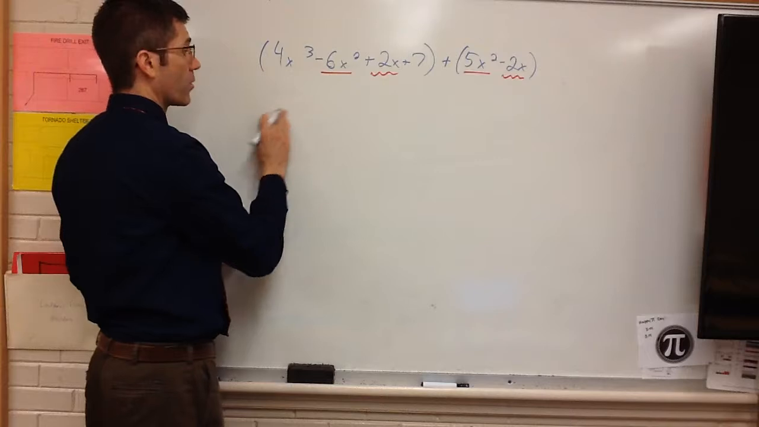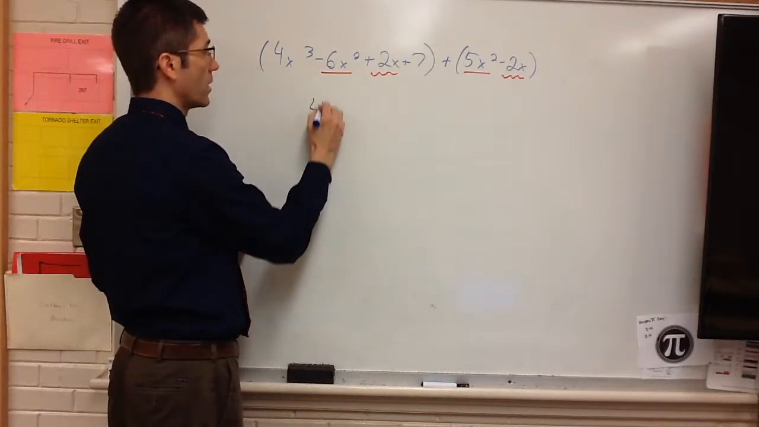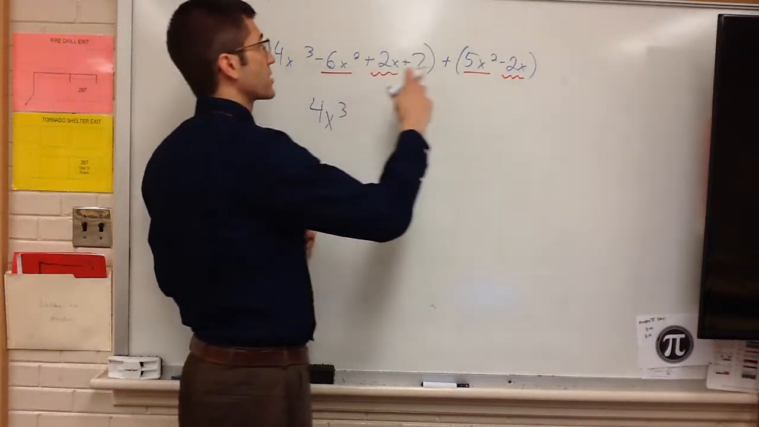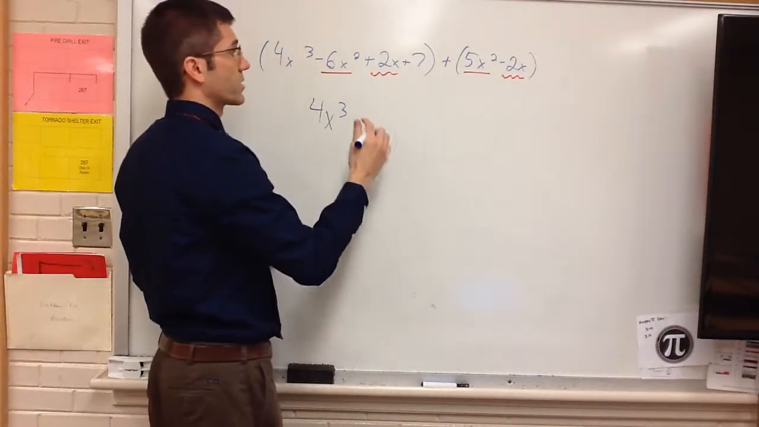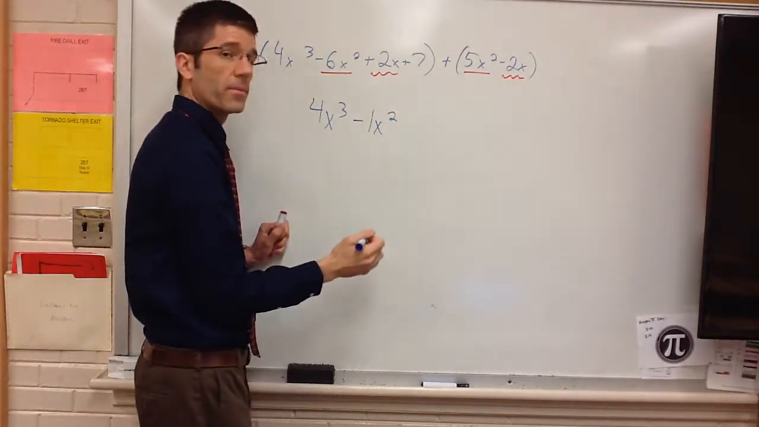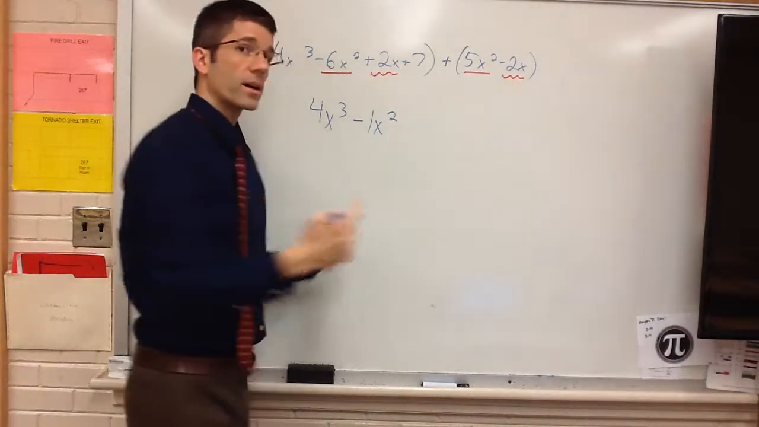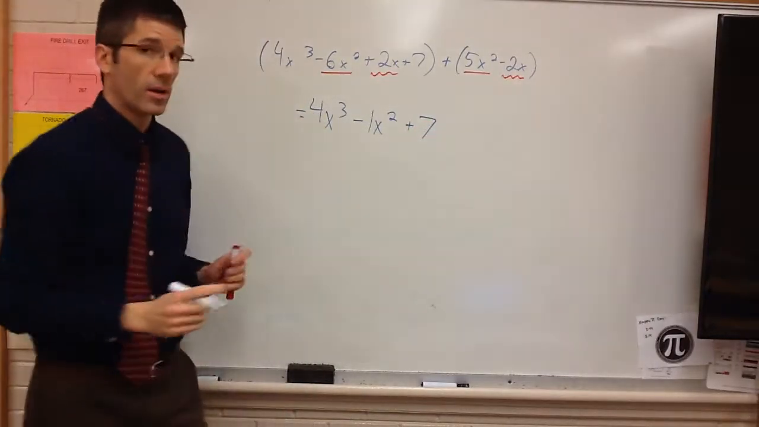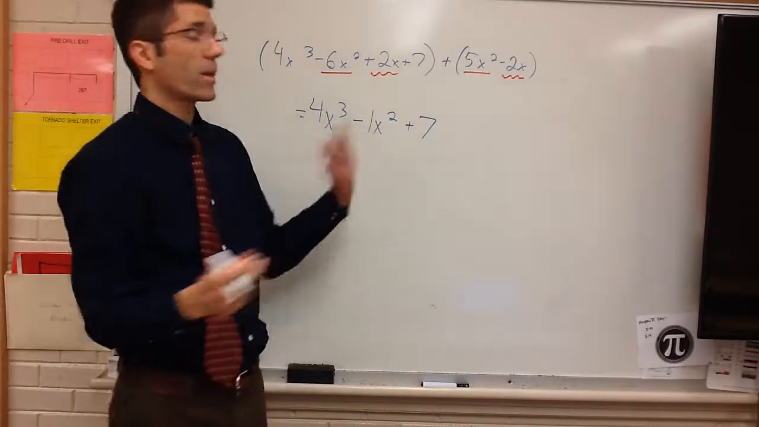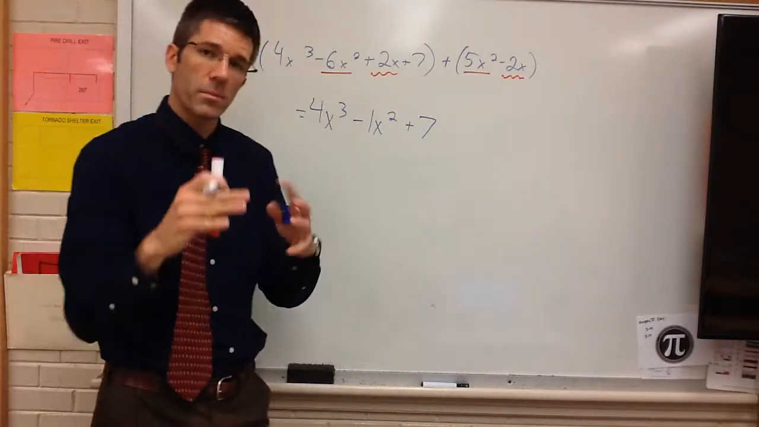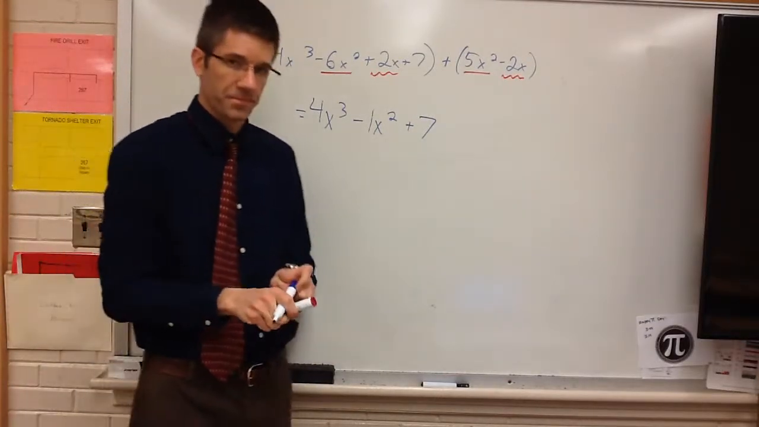And so we have, well, this is the only one of its kind. 4x cubed, no surprises there. Negative 6x squared plus 5x squared. So negative 6 plus 5 is negative 1x squared. 2x minus 2x, 2 minus 2 of course is 0, and there we go. That is our final answer. One of the obvious questions is, why are they even in parentheses? Well, they don't have to be, because the parentheses are grouping them, but it's not really doing anything significant.